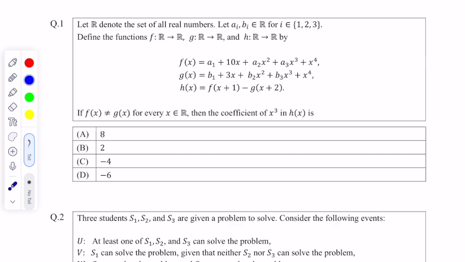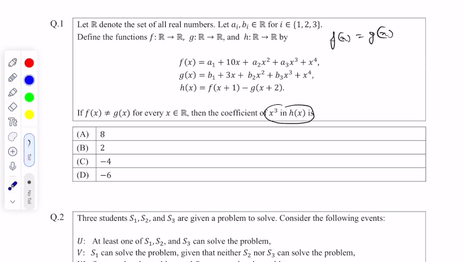Alright guys, it's very important that you read properly over here. We have discussed many times, it's very important that you read the question properly, pakka. That means effectively we are saying f of x can never be equal to g of x. Basically there is no solution for this equation because they are never equal. Now we have to find the coefficient of x cube in h of x.